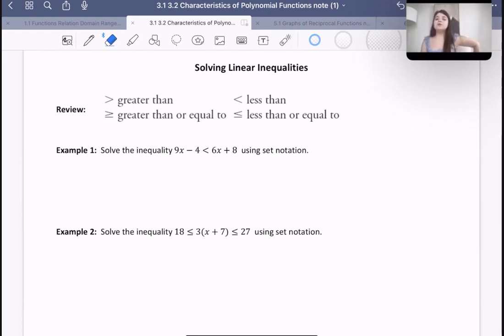That's the most common mistake I probably see people making, just forgetting that when we divide a negative through, we must flip the sign. So keep that in mind. Okay, let's start with example one.